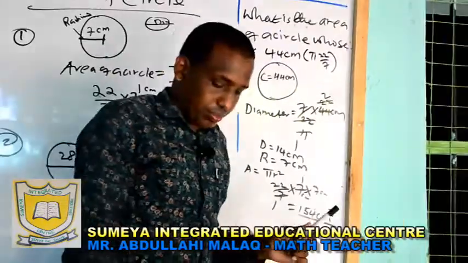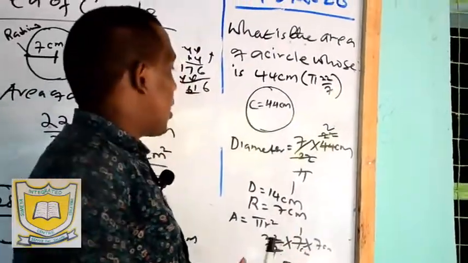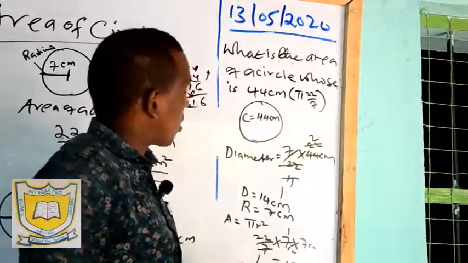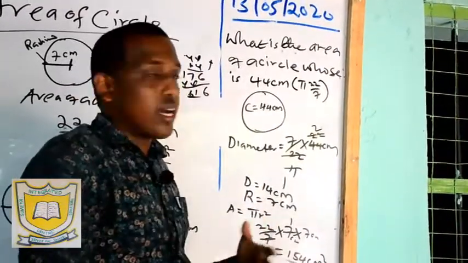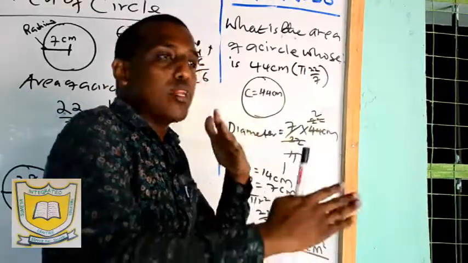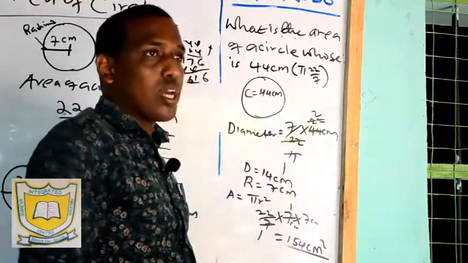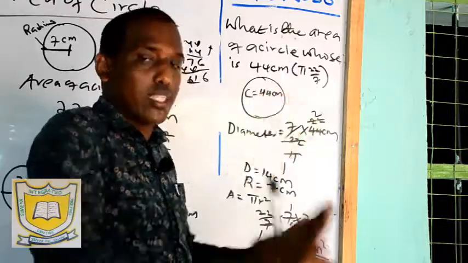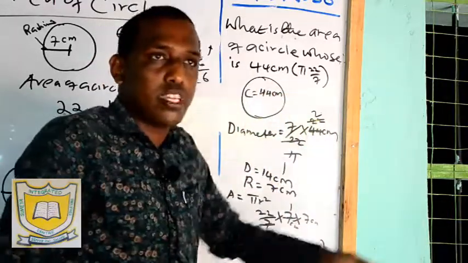I'm repeating. Whenever you are given the circumference of the circle and they tell you to find the area, what do you do? You make the pi reciprocal, then you multiply it by the circumference. The first thing you will get will not be the radius, that will be the diameter. Then radius is diameter divided by 2.